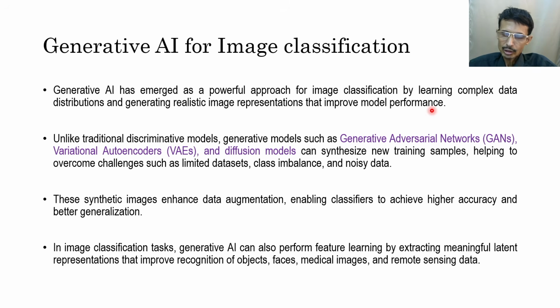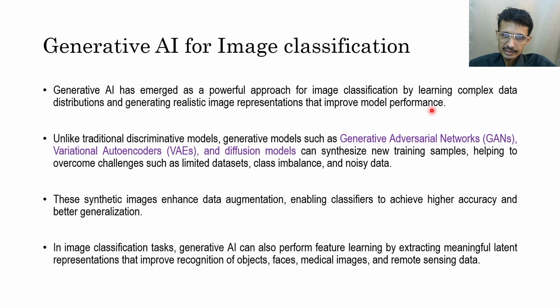These synthetic images enhance data augmentation, enabling classifiers to achieve higher accuracy and better generalization. That is very understandable because this synthetic data is new data; it is not a reconstruction of the existing data. It is new data, but following the given distribution of the labeled samples. Definitely, if the number of labeled samples becomes high, it helps the classifier achieve higher accuracy and better generalization.